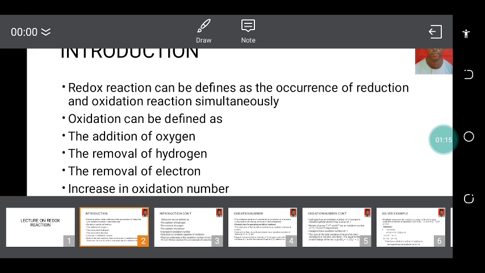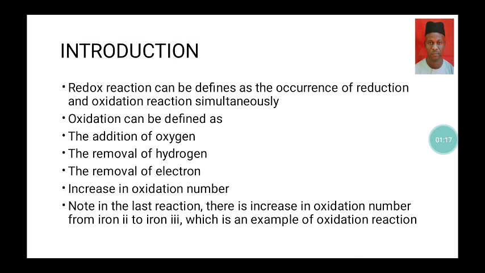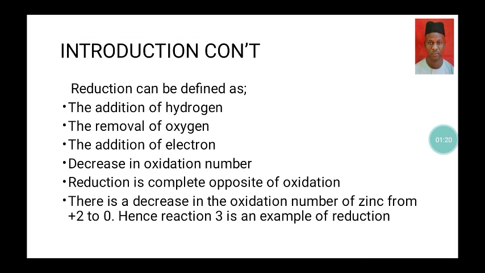Now we'll move on to the other type of redox reaction, which is reduction. Reduction is the opposite of oxidation. It is the addition of hydrogen. While oxidation is the addition of oxygen, reduction is the addition of hydrogen. It is also the removal of oxygen, while in the other case, that is oxidation, it is the addition of oxygen. Reduction is also defined as the addition of an electron.